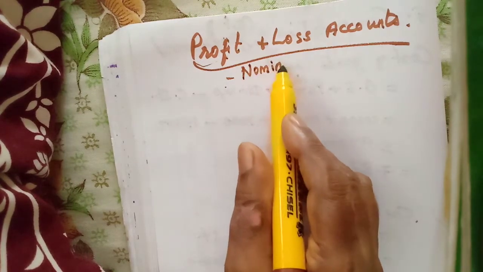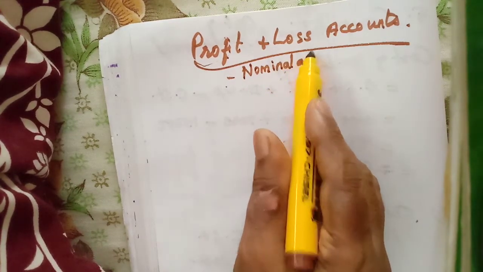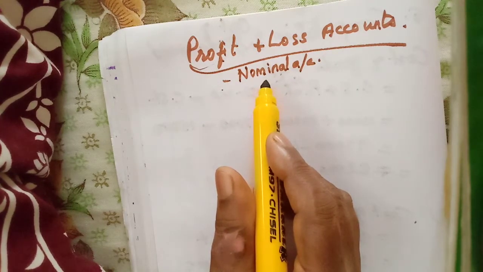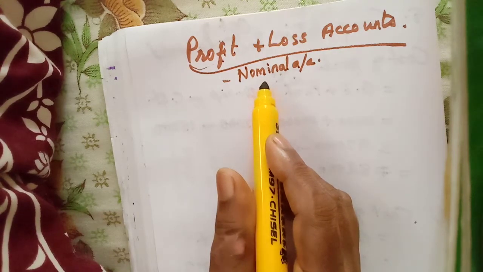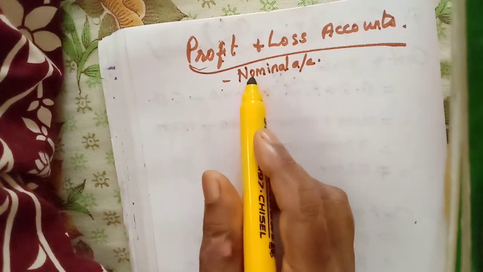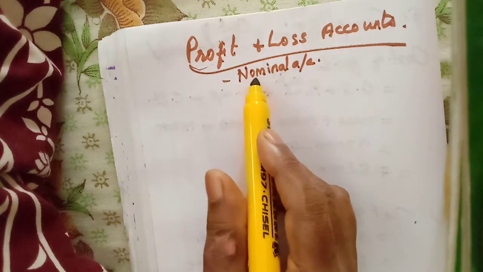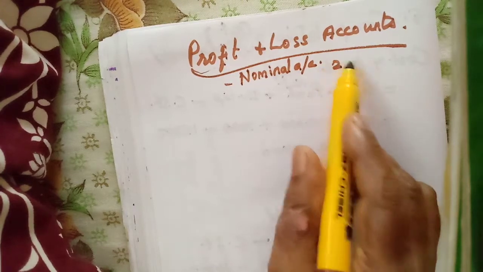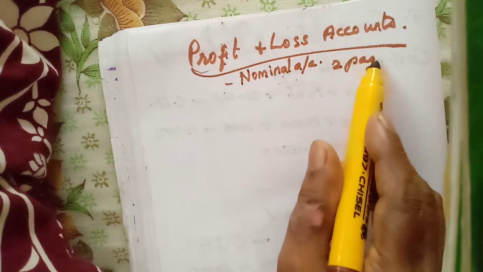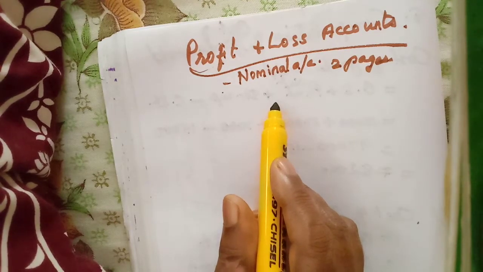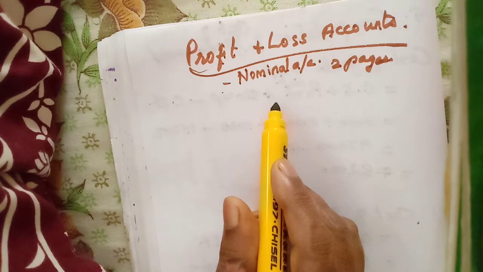Okay, what is the rule for nominal account? Debit all expenses and losses and credit all income and gains. In the same way with trading and profit and loss account, we have to credit all income and gains, and we have to debit the expenses and losses. Here also we should use 2 pages. On the debit side, all losses and expenses we have to enter.